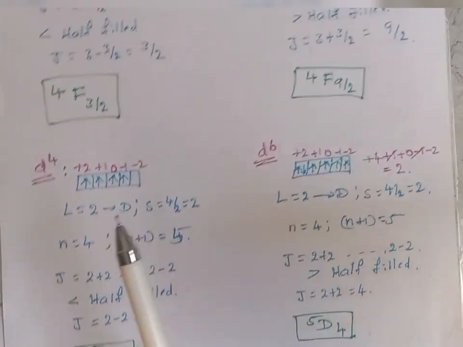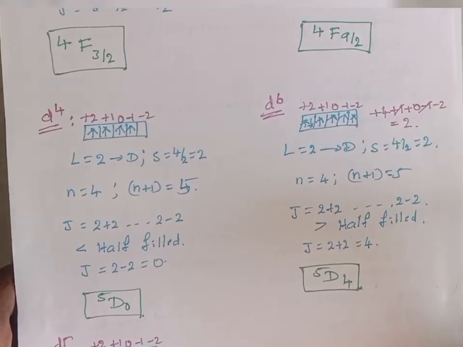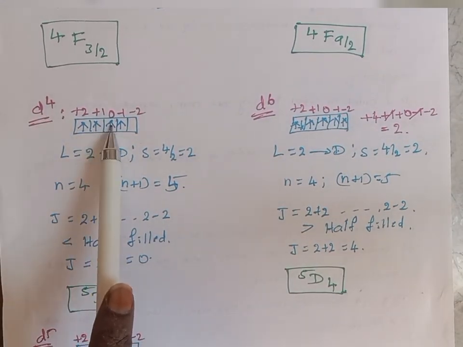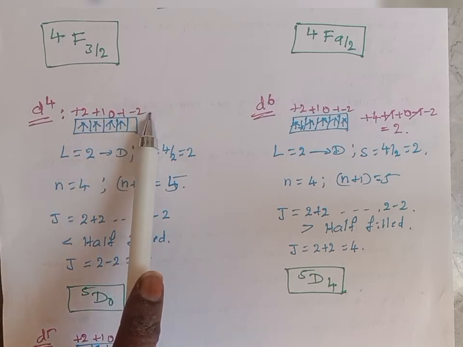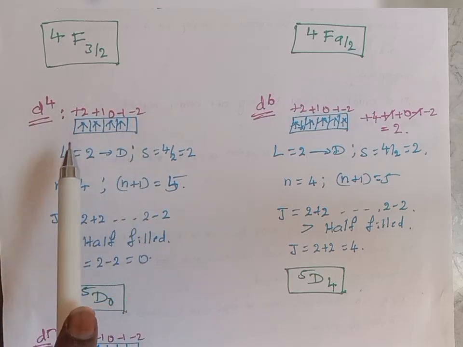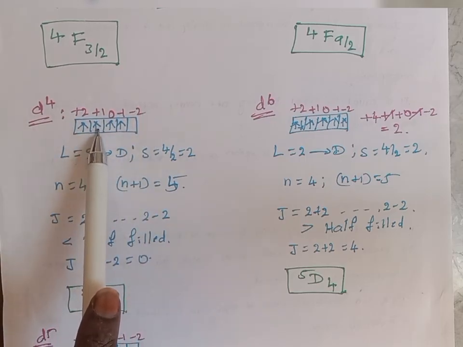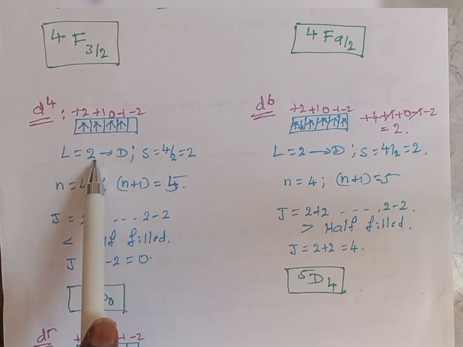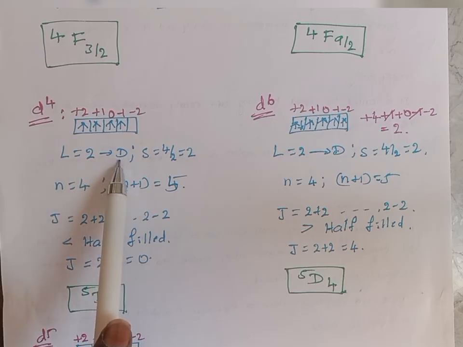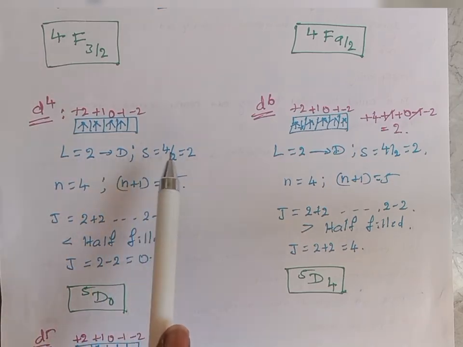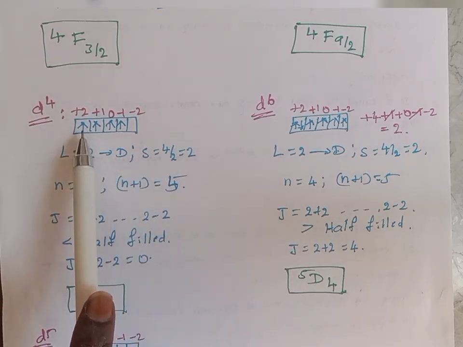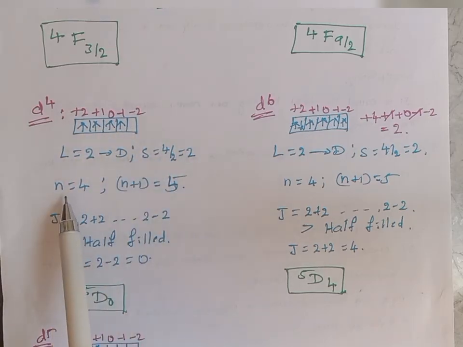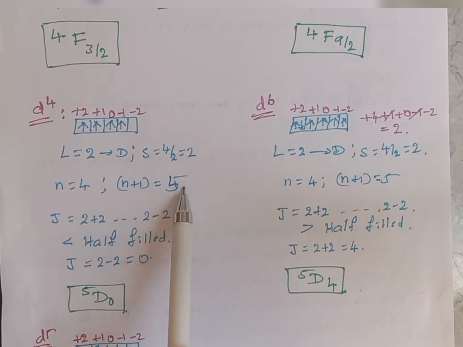If you see the D4 electron configuration, for D4, 4 electrons will be filled like this: +2, +1, 0, -1, -2. And if you calculate the L value: +2, +1 gives 3, 0, -1 gives -1, so 2. So L value is 2, and the resulting term symbol will be D. And S is n by 2, unpaired electrons 4 by 2, that is 2. And n is 4, therefore 2S+1 is 5.